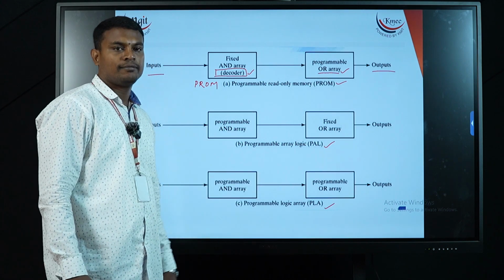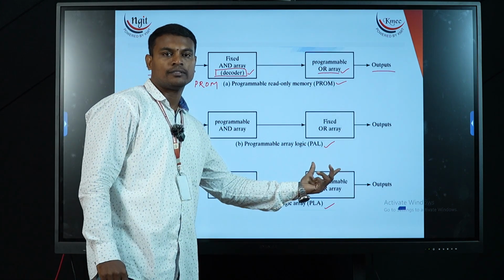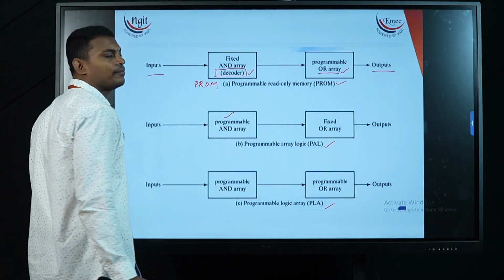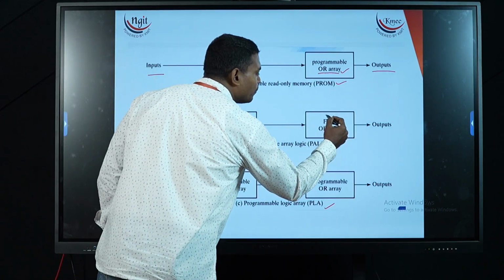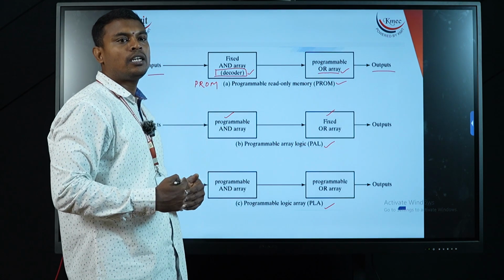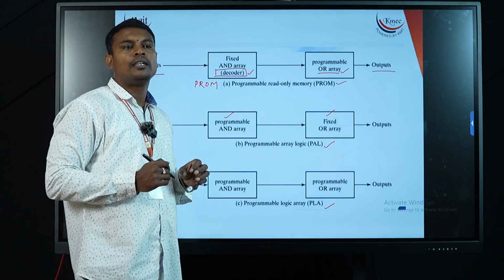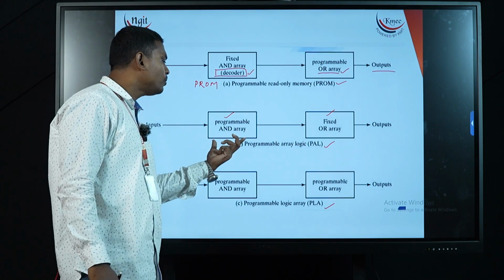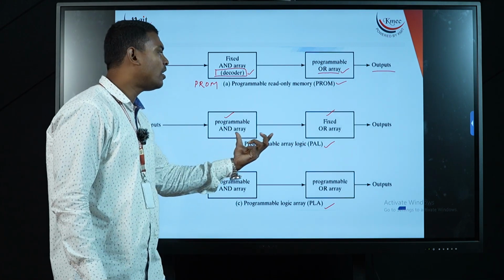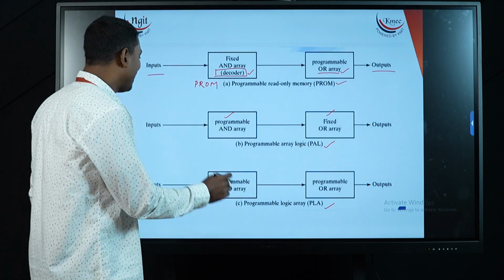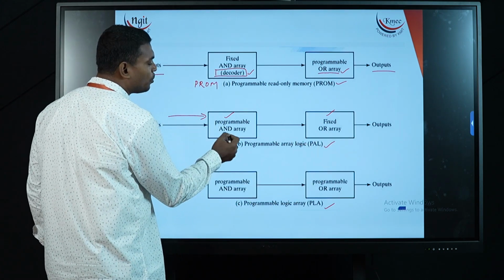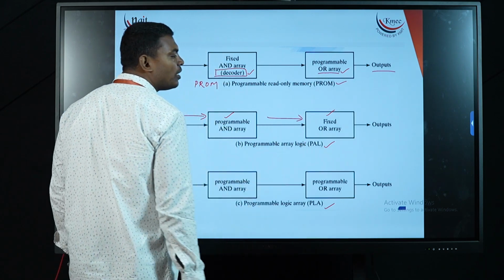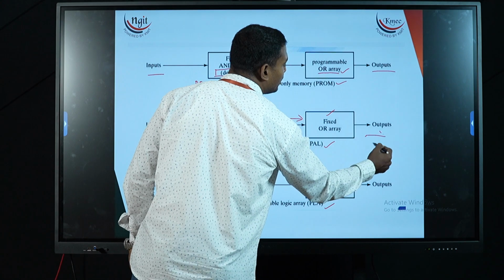Coming to PAL, programmable array logic. Here AND gates are programmable, whereas OR gates are fixed. The logic or the combination which I want to implement can be done through the AND array. Here OR gates are fixed. So my inputs will travel through the programmable AND array, from there it will go to the fixed OR array, and from there an output will be generated.